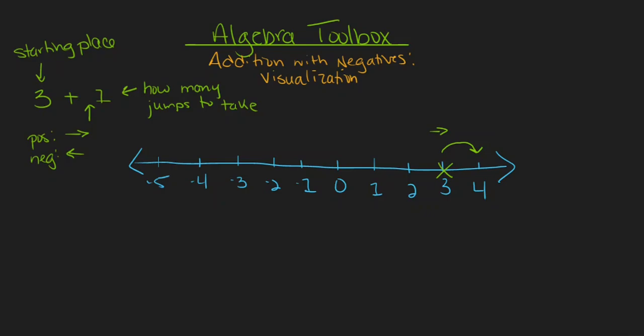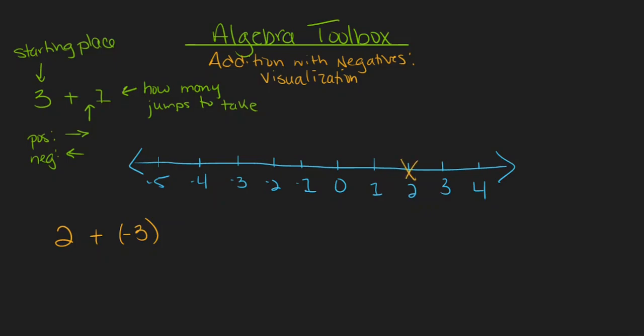Now that we've talked about how to use a number line to complete addition problems in general, let's see how it can help us out with addition problems that involve negative numbers. Let's first consider 2 plus negative 3. Again, the first value, 2, tells me my starting point, so I'll begin at 2 on the number line.